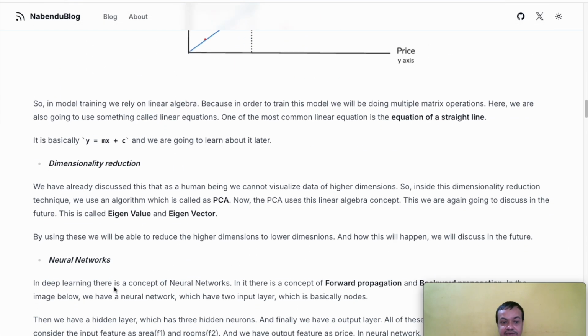dimensionality reduction, which we have already seen. We have already discussed this, and that as a human we cannot visualize data of higher dimension. So with this dimensionality reduction technique, we can use an algorithm which is called PCA. Now the PCA uses this linear algebra concept, and we are again going to discuss it in the future. So this is called eigenvalue or eigenvector, which you're going to see. By using this, we will be able to reduce the higher dimension into a lower dimension. And how this will happen, we are going to discuss in the future.